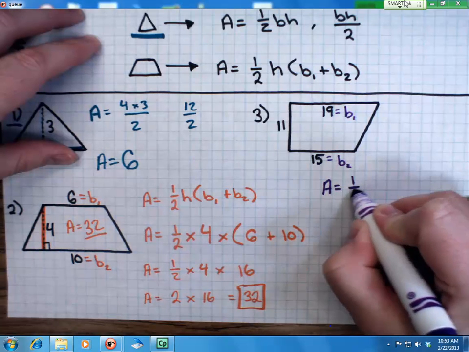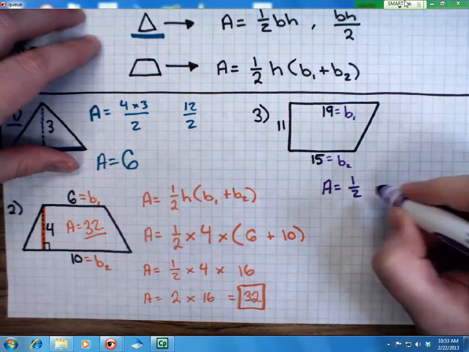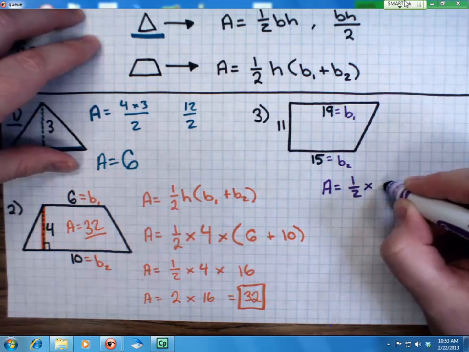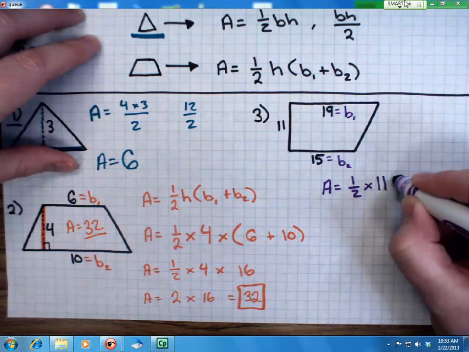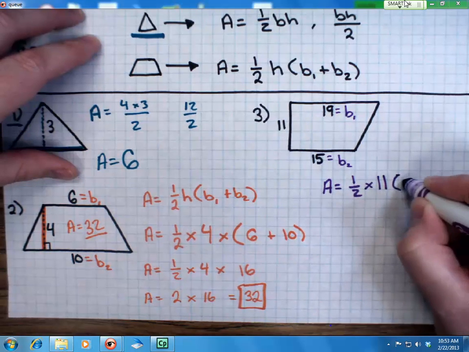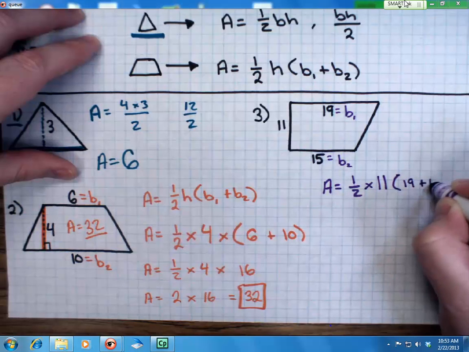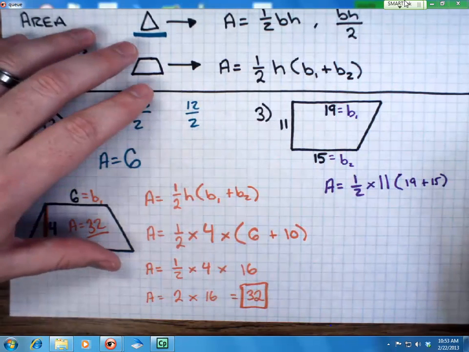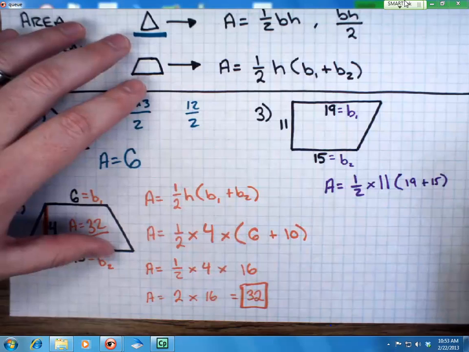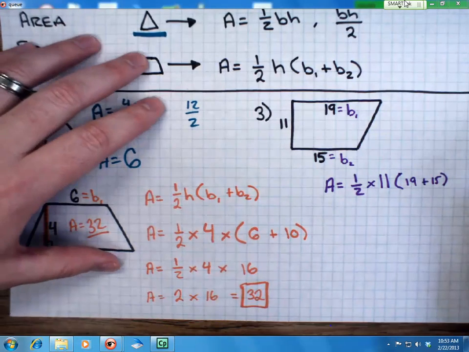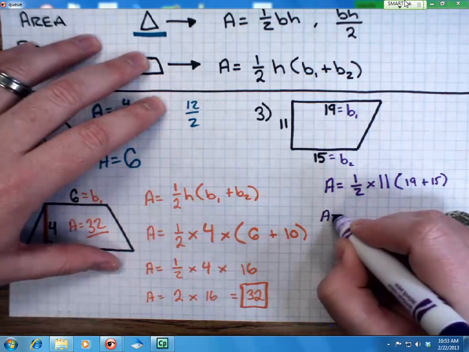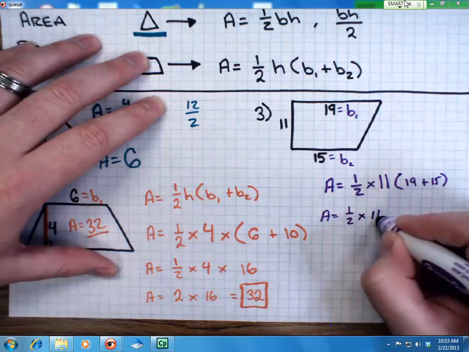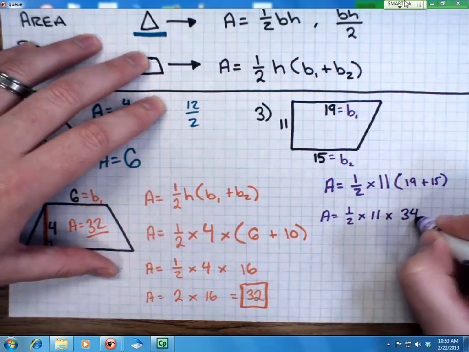Now I know that I'm going to have half of the height. What is the height on this one? 11, times base 1, which is 19 plus 15. Now, what's 19 plus 15? 34. Yes, 19 plus 15 is 34.